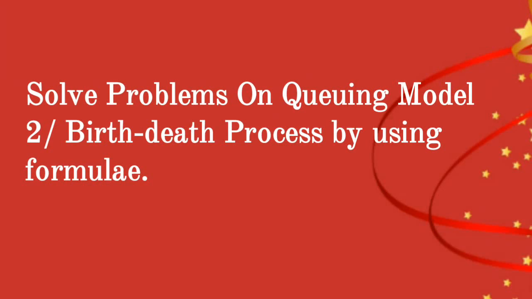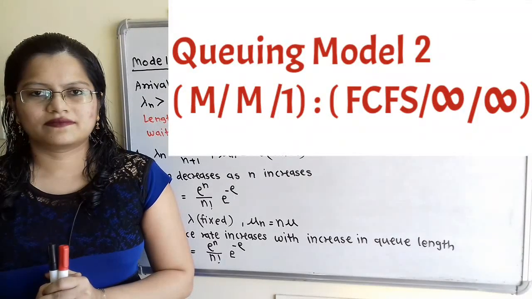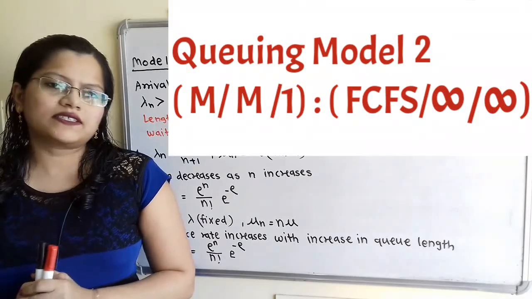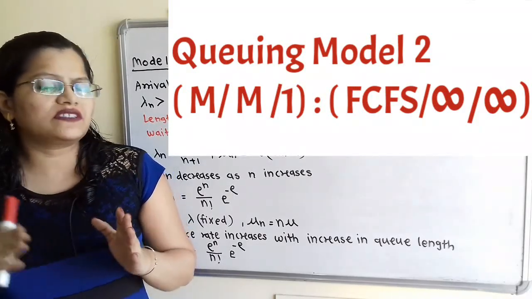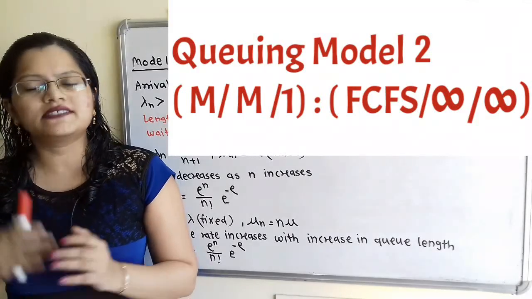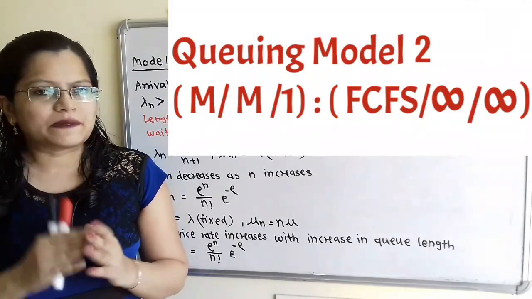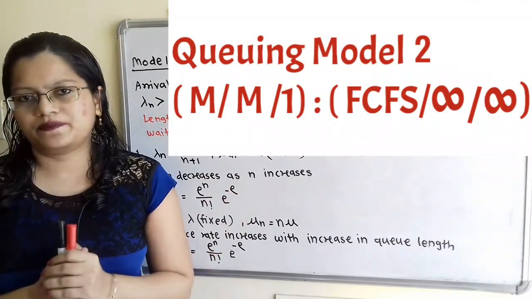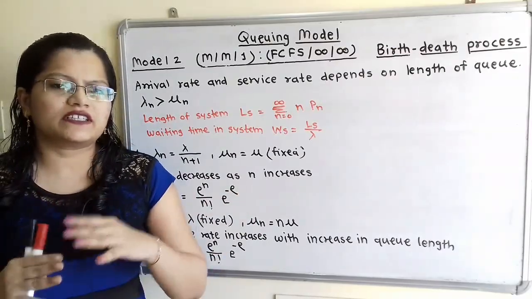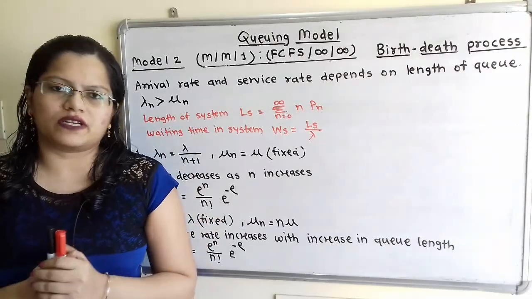Solve problems on queuing model 2, or the birth-death process, by using formulas. Let us understand some important formulas related to model 2, which is symbolically represented as M/M/1 FCFS infinity, same as in model 1. So how can we differentiate this model 2 from model 1?